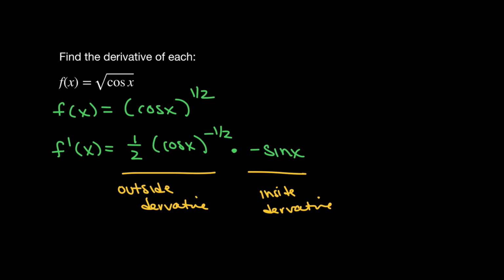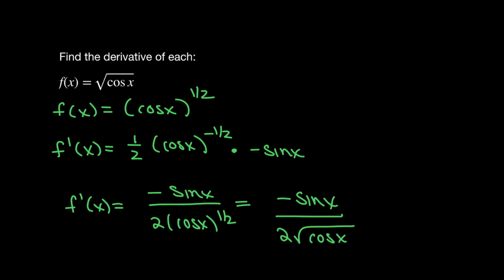Then I have to multiply by the derivative of the inside. Inside the parentheses is a cosine x. Derivative of cosine x is negative sine x. And this is going to give me the exact same answer. I've got a negative sine x on the top, a 2 cosine x to the 1/2 on the bottom. We could write that as negative sine x divided by 2 square root cosine x.